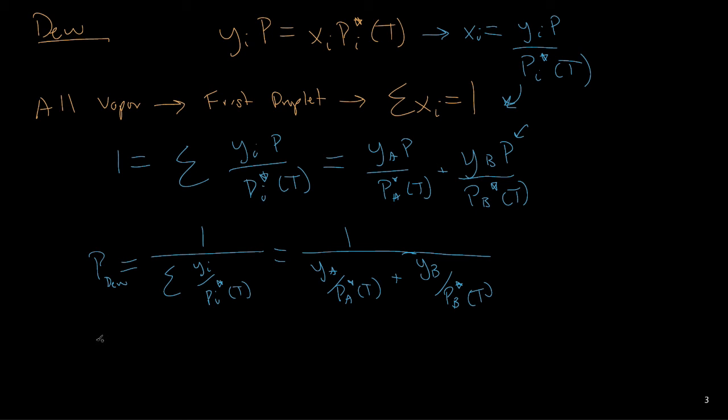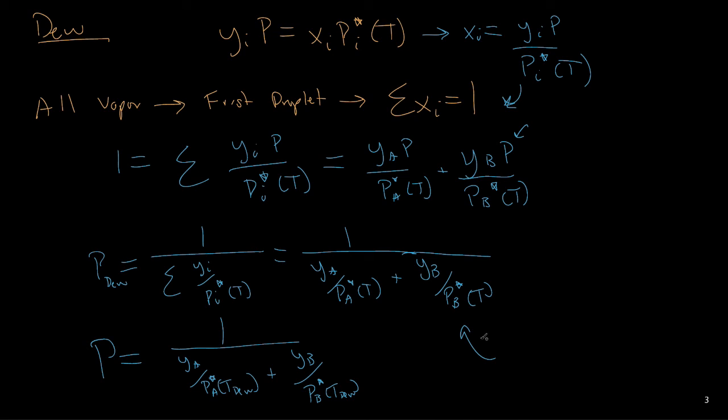Again, if we go from the dew pressure to the dew temperature, the same exact equation is used, but we know the pressure, and we don't know the temperature. And again, we would use Antoine's equation or some other experimental data to determine the vapor pressure of the species at any particular temperature.